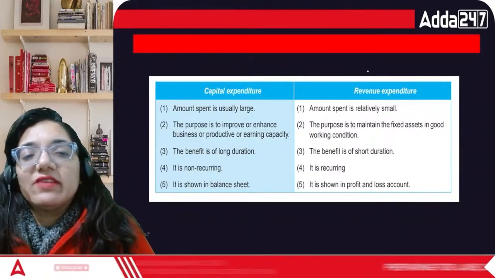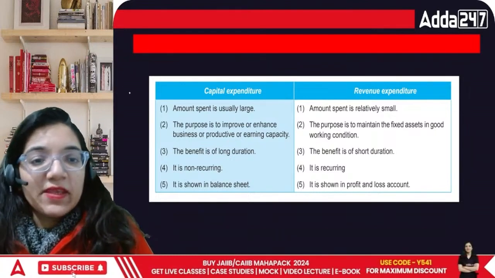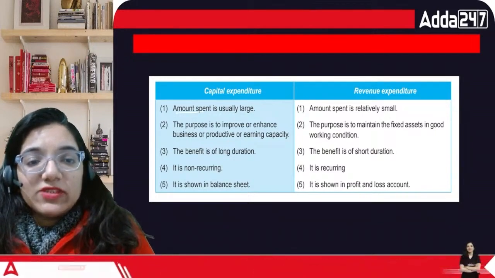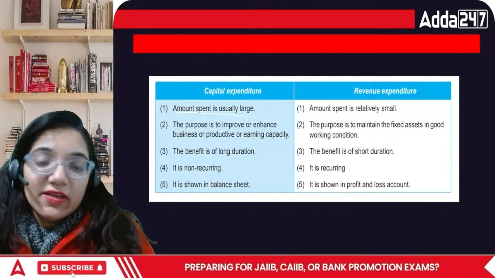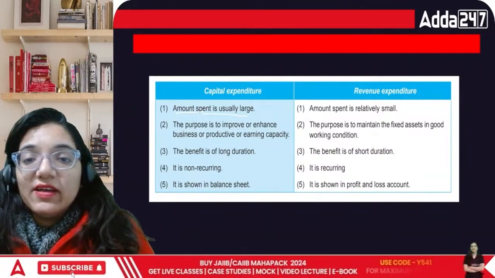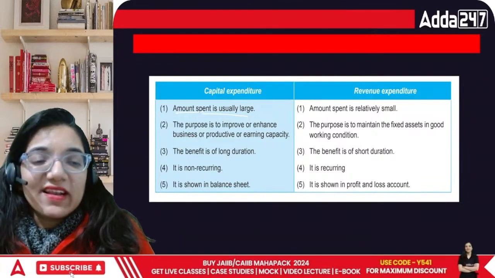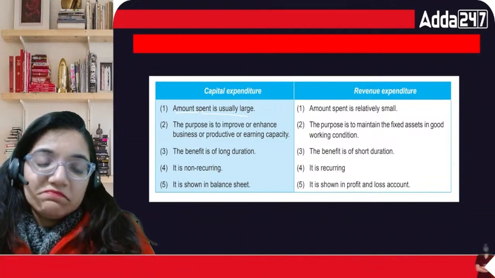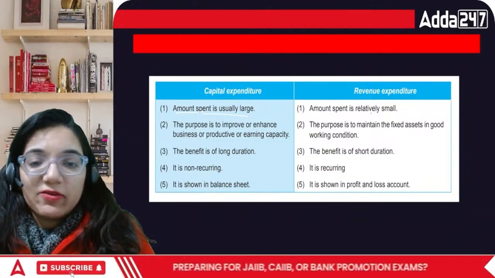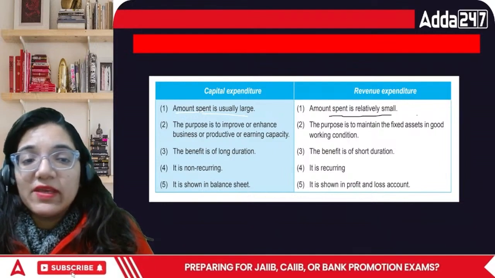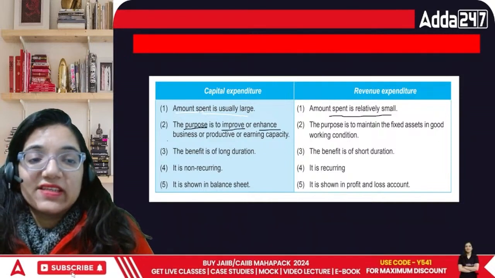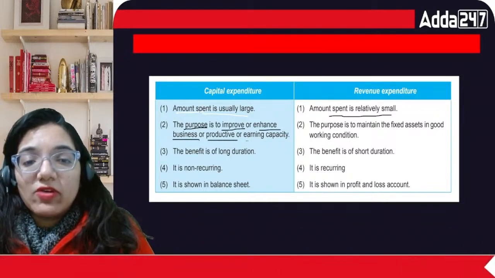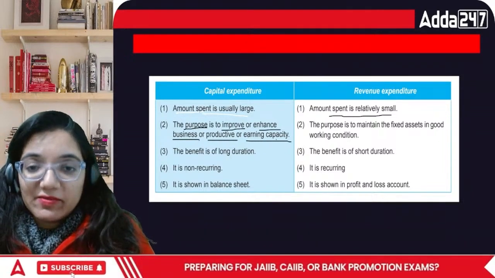The basic difference given in our book is this. Number one, the amount spent is usually large. I'm trying to upgrade my machinery, it may cost in crores. But revenue expenditure, I am paying salaries to my employees. That is regularly required. If I don't pay the salary, why would they work for me? The purpose is to improve or enhance the business or productive or earning capacity. We are trying to have a better business.